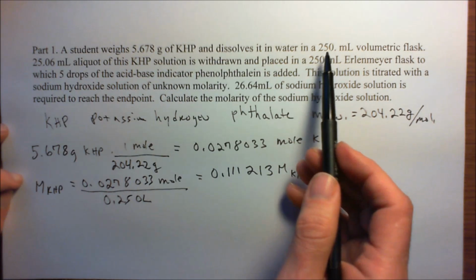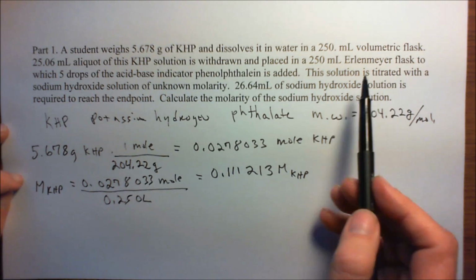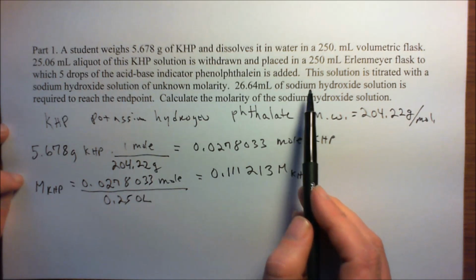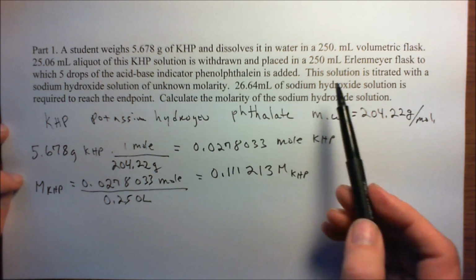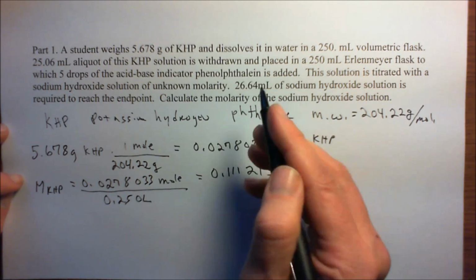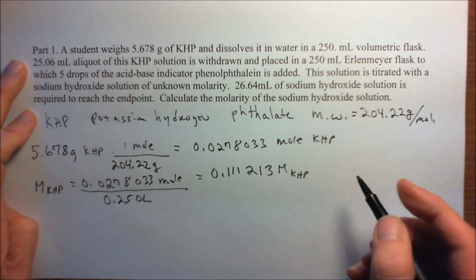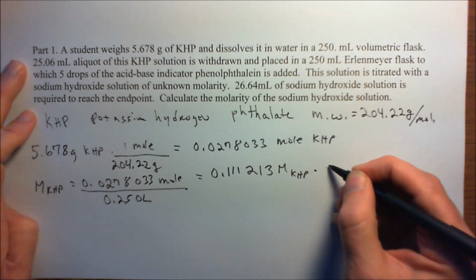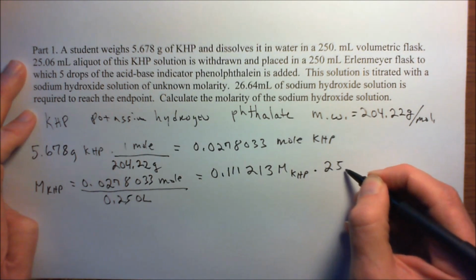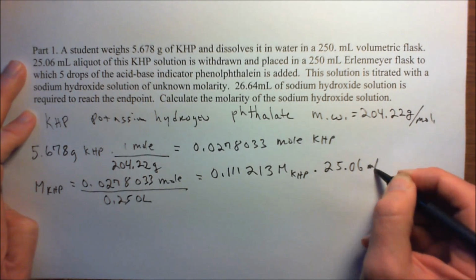Now we need to know the number of moles that we're putting into this new Erlenmeyer flask, because however many moles we put in this Erlenmeyer flask is what's going to be neutralized by the sodium hydroxide, and that will tell us the number of moles of sodium hydroxide. So we had 25.06 milliliters of this solution. So let's just go ahead and multiply times 25.06 milliliters.